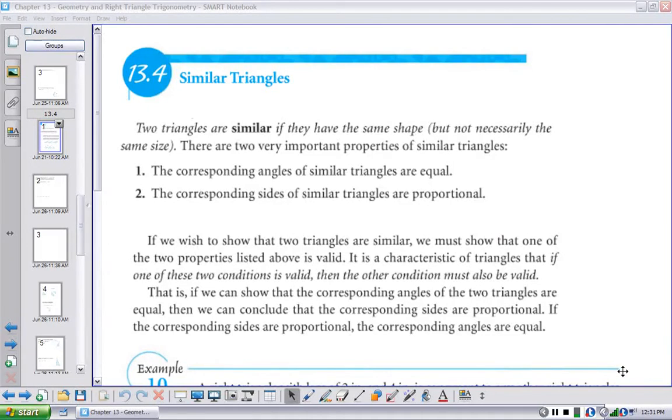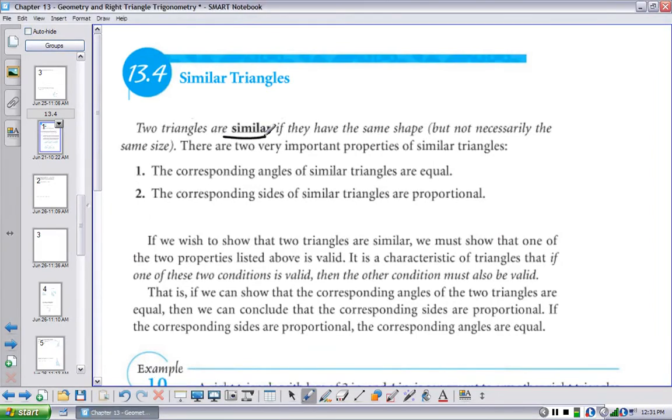All right, today we're looking at similar triangles. Two triangles are considered similar if they have the same shape, but not necessarily the same size. Okay, so we have two properties that must be present in order for two triangles to be called similar. Number one, it says the corresponding angles of similar triangles are equal. Number two says the corresponding sides of similar triangles are proportional.